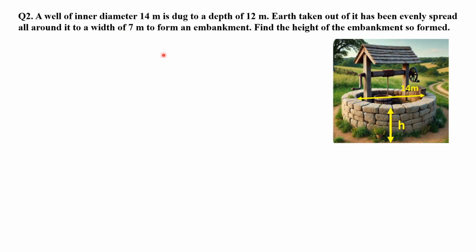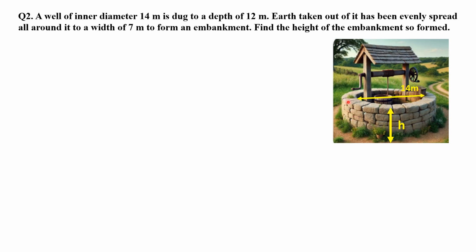So the well which is dug, the diameter is given as 14 meter and the depth of the well is 12 meter. And to construct the well, you have to remove the earth, right? So can I say the volume of the well will be equal to the volume of the earth taken out to construct the well, right? And that earth only they have used to make the embankment.